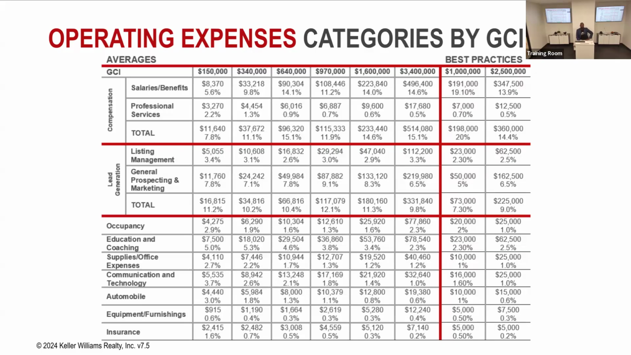All right. And then as you scale some of those things, right? So when you get into that 2.5 million, that's $1 million net. You're running 400K in salaries almost, 14%. All right, you got another 12.5 in professional services, so you're 360,000 there. Your listing management goes up. General prospecting and marketing goes up. That's how the math is.